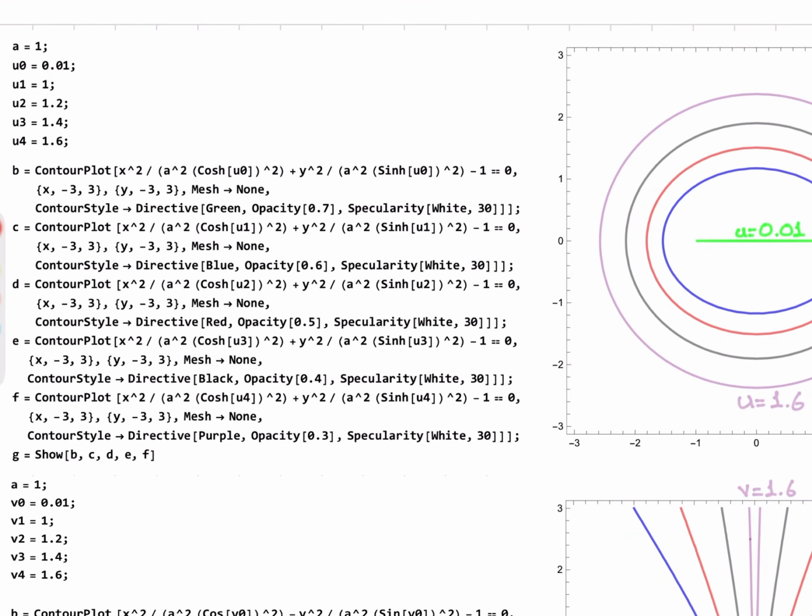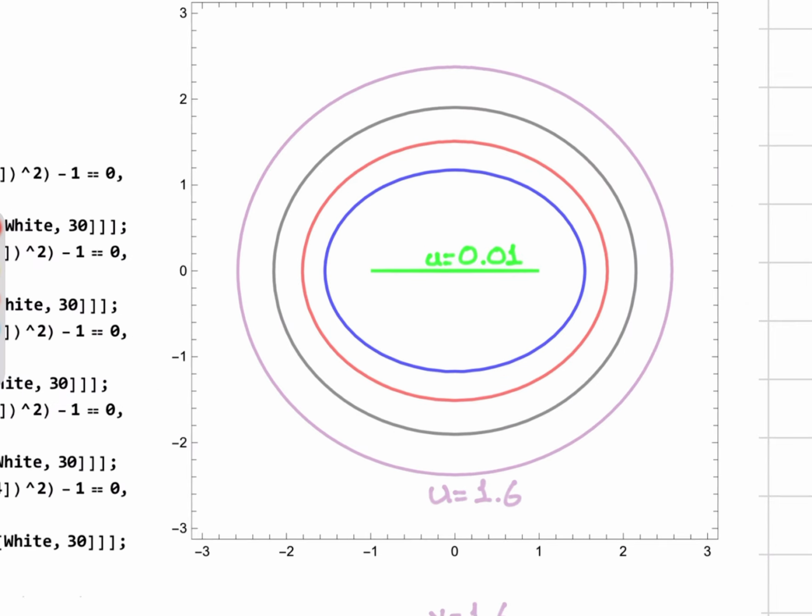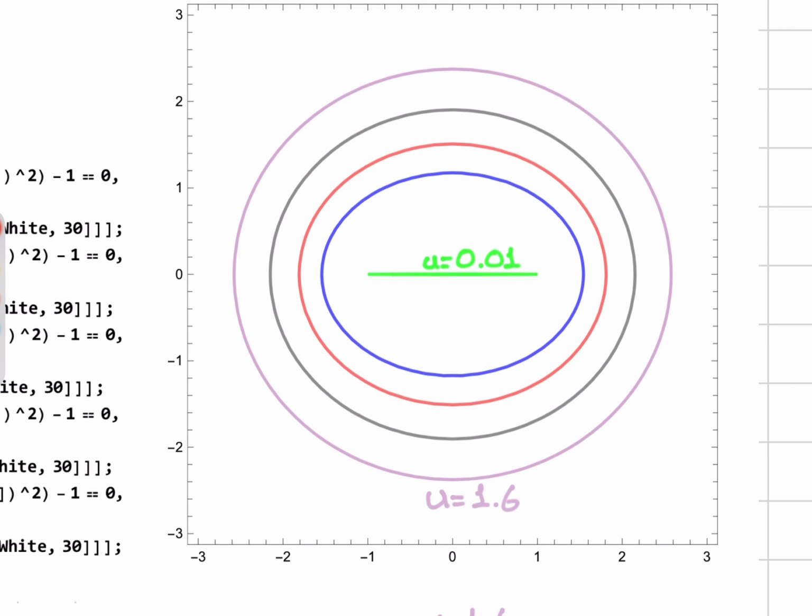Okay, now if I plot these using Mathematica, I can set a is equal to 1, and I can try different u values from 0.01 to 1.6, and this can be plotted with a contour plot. So this is x squared divided by a squared cosine hyperbolic square plus y squared divided by a squared sine hyperbolic square minus 1 equals to 0. That's the equation. So when I use the contour plot and show them together, I see that I'm getting these ellipses. So this is the x-axis, this is the y-axis, and you can see that this is u is equal to 0.01, this is u is equal to 1.6. So this is getting bigger and bigger as u increases.